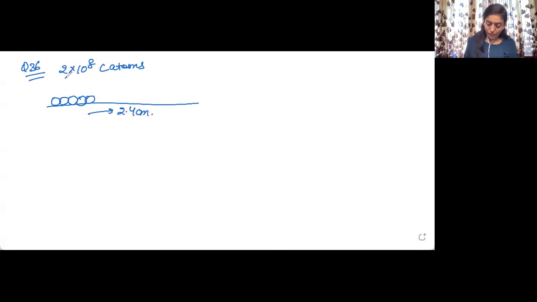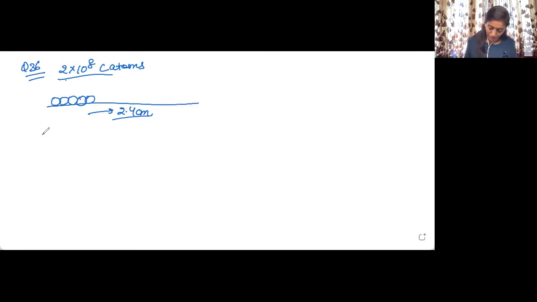Okay. So we have been given the total number of carbon atoms. We have 2 into 10 raised to the power 8. And they are covering 2.4 centimeter length. So if we find out what will be the length covered by one carbon atom, that will give the diameter, just like in the previous question. Okay. So then we will make it half. We need to find out the radius. So we will make it half. It will be equal to the radius.